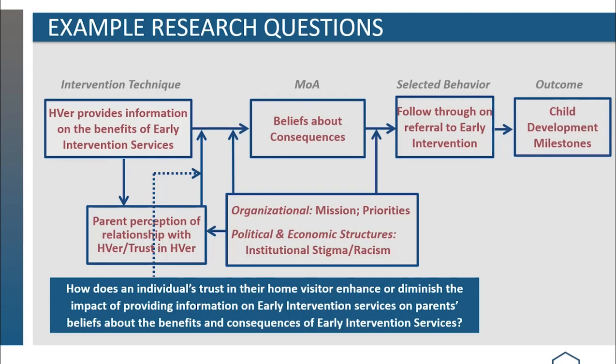On the other hand, if the family does not trust their home visitor and has not developed a mutual and reciprocal relationship with them, the provision of information on EI may have little influence on their beliefs. It could even have an unfavorable influence where they're against the belief that EI could help them. So both of these examples demonstrate the power of engagement, focusing on internal engagement.